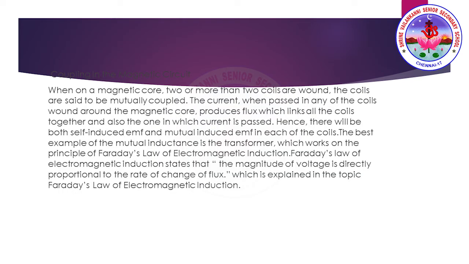So when on a magnetic core, two or more than two coils are wound around the core, the coils are said to be mutually coupled, right? So the current when passed in any of the coils wound around the magnetic core will produce a flux which links all the coils together and also the one in which current is passed. Hence, there will be both self-inductance EMF and mutual inductance EMF in each of the coils.